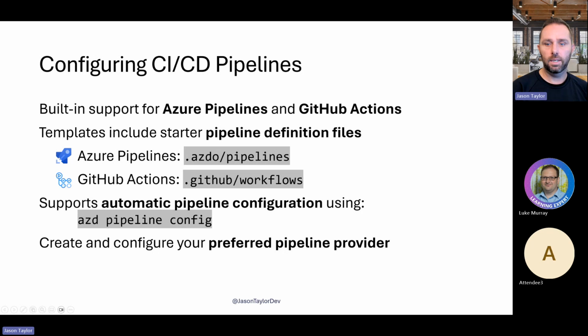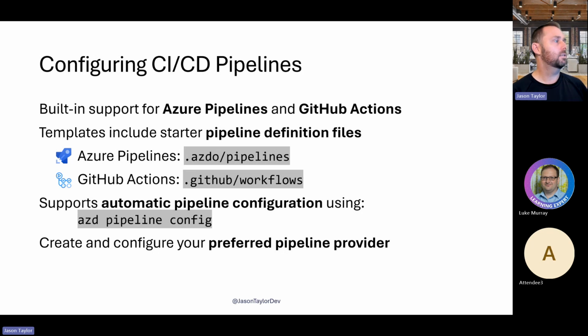Now, of course, it's worth noting that you can manually create your own pipeline definition. You can configure it yourself. You can set up your repository yourself. So it's not limited to just GitHub Actions and Azure DevOps. You can use a different provider if you like. You just won't have that built-in support for automatic pipeline configuration, which obviously makes it really quick and easy to create and configure your CI/CD pipeline.